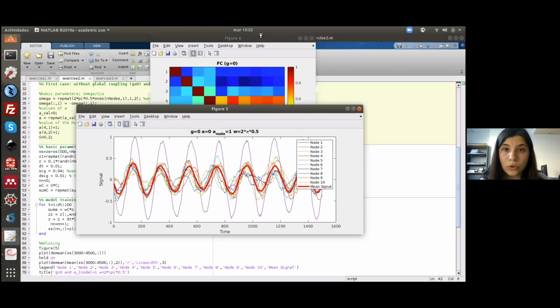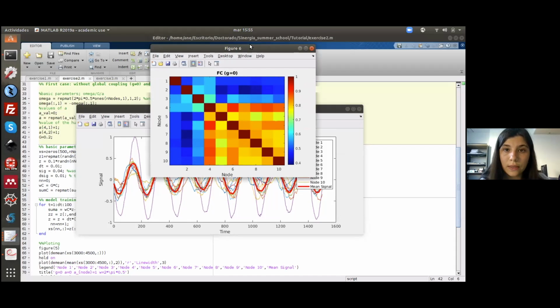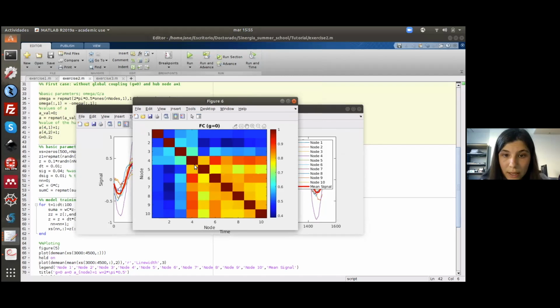And we can also see it here in the functional connectivity, where you can see that, for example, this second module synchronized, so it shows very high correlations between the nodes because of this coupling that we have increased.